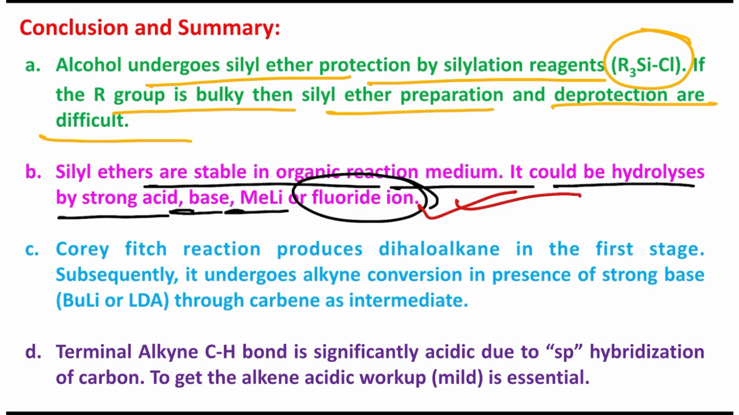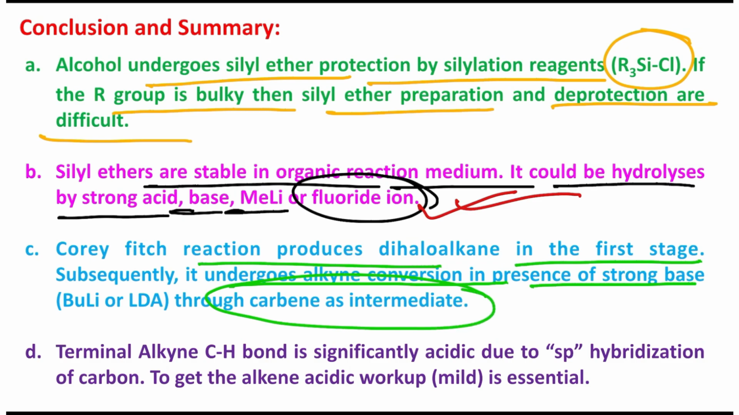Now the Corey-Fuchs reaction, which we discussed some time before, produces a dihaloalkene in the first step, and subsequently it undergoes alkyne conversion in the presence of strong base through a carbene as intermediate. And finally, this terminal alkyne C-H bond is significantly acidic due to sp hybridization of that carbon, and that's why to get not alkene, it is alkyne. To get the alkyne, a mild acidic workup is essential. We may add water also, that is enough.